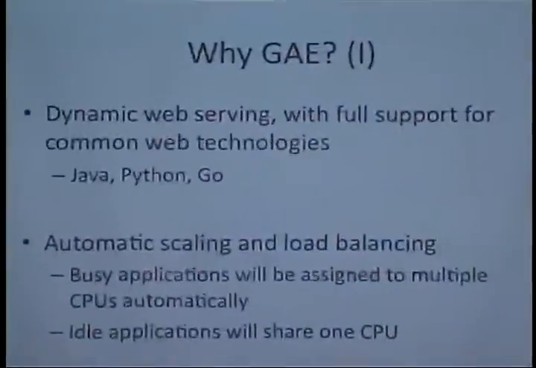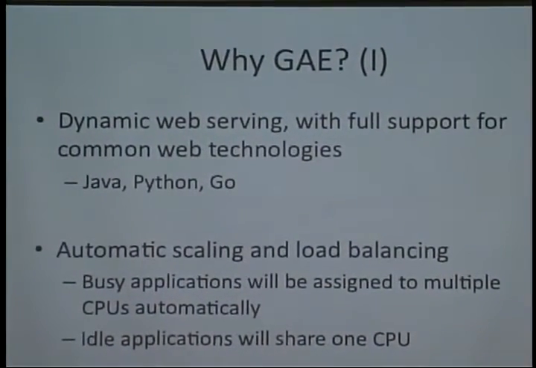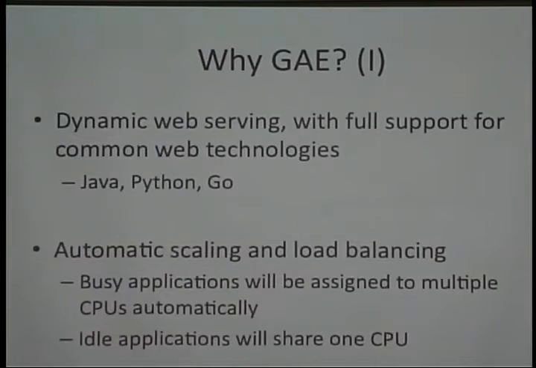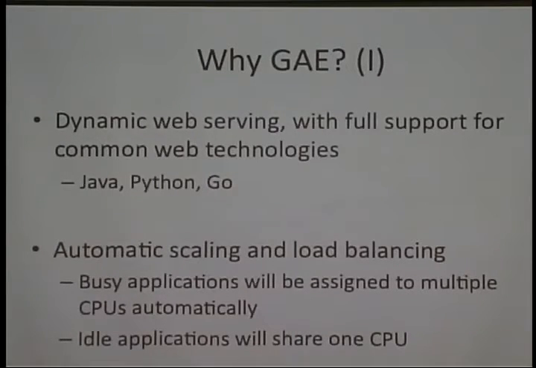Now, if you use Google App Engine, the first advantage is that it can do dynamic web serving. That means it can dynamically generate web pages, not just static web pages. The languages that Google App Engine supports are Java, Python, and Go. Most people have heard about Java, and Python is an interpreted language which is very popular inside Google. And Go, does anyone know the language Go? Google Go?